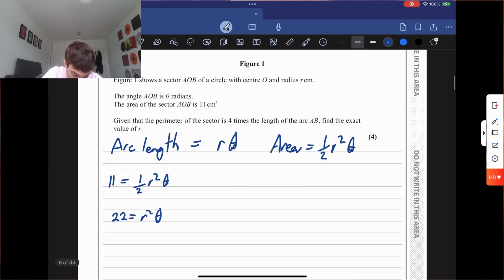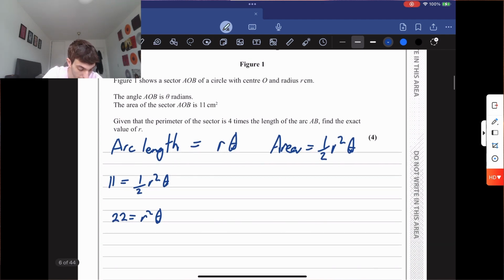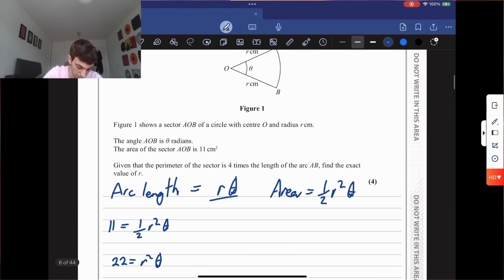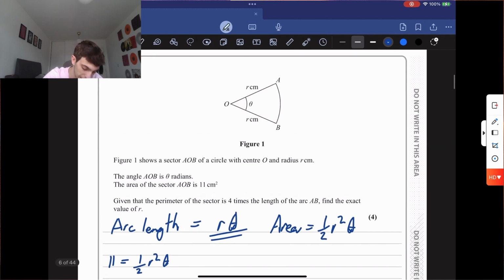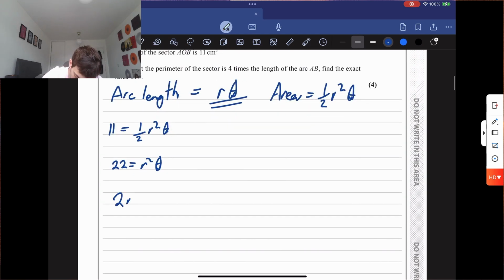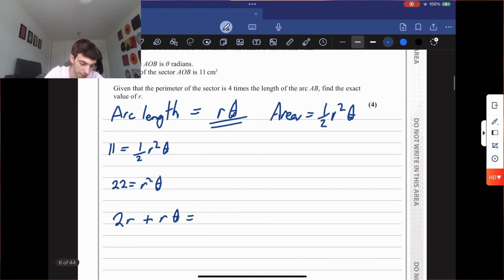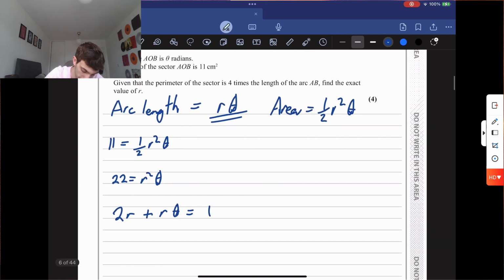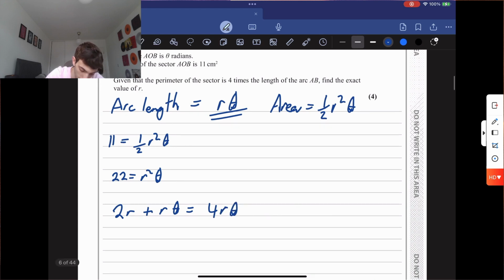What else do we know? The perimeter of the sector is 4 times the length of the arc AB. So the arc AB, as we established, is r times theta. And then we're told that the perimeter of the sector is 4 times of the length. Okay, so looking at the perimeter, we have r plus r plus the arc length. Perfect. So perimeter is 2r plus r times theta. This will be equal to 4 times the length of the arc AB, which we established as r theta. So this will be equal to 4 times r theta.